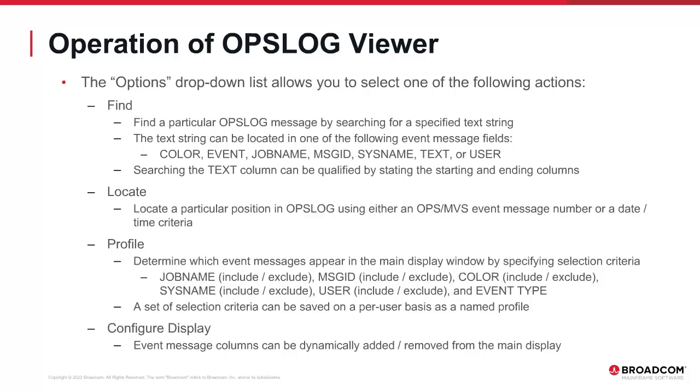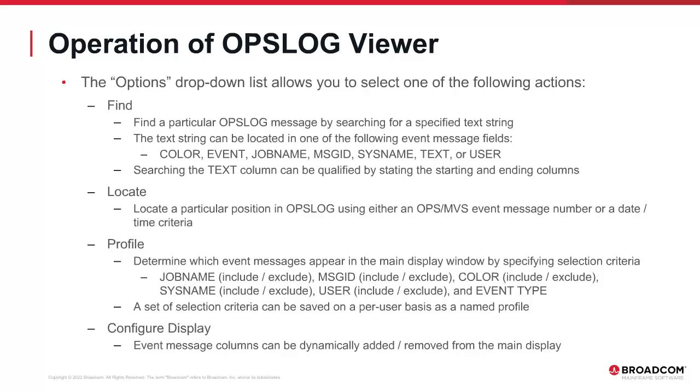The Profile option allows you to restrict OPSLOG event messages displayed in the Event Messages table to only those that match a specified selection criteria. You can choose to view only those events that are assigned to a specific event type. You can also choose to include or exclude event records based upon matching values for one or more of the following event record fields: job name, message ID, color, sysname, or user.